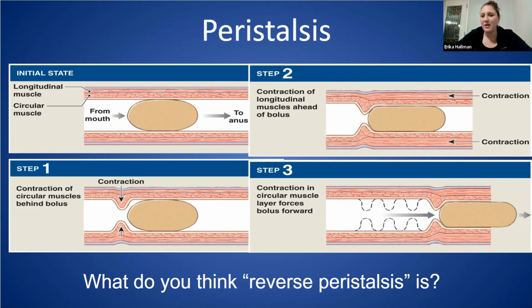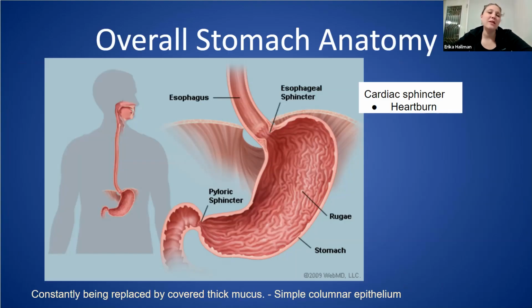If this is normal peristalsis, so from the mouth to the esophagus to the anus, what do you think reverse peristalsis is? It's going to be the not so pleasant process of vomiting or throwing up. So when we need to get the stuff that we just ate that maybe isn't making us feel so great out of the stomach, reverse peristalsis pushes it through the esophagus and back up into the oral cavity. It's not too pleasant to think about, but a pretty effective tool at getting bad stuff out of our stomach.